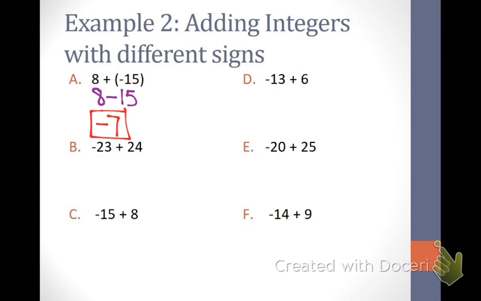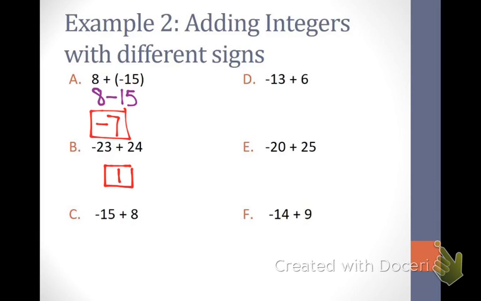Now look at B, negative 23 plus 24. Same sign or different? They're different. So my rule says to subtract them. What's 24 minus 23? 1. Is my answer positive or negative? Why? Because 24 is bigger. 24 minus 23, I'm not quite to 0 yet, let alone in the negative.